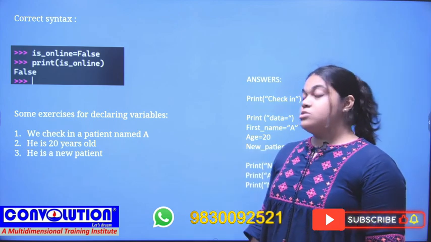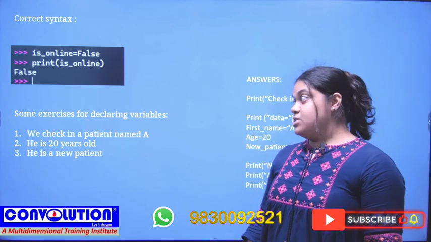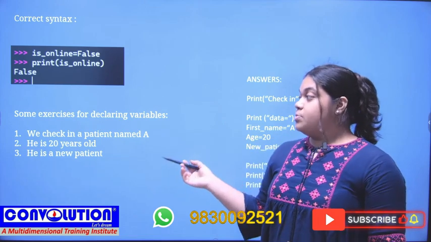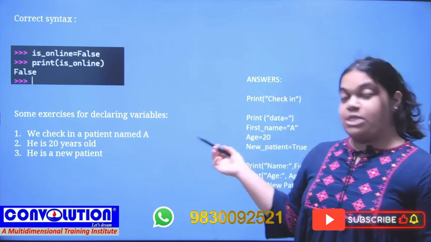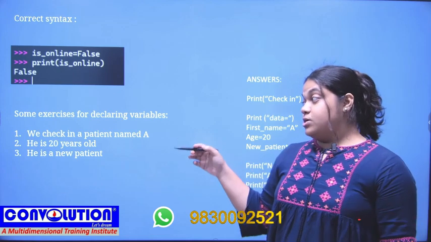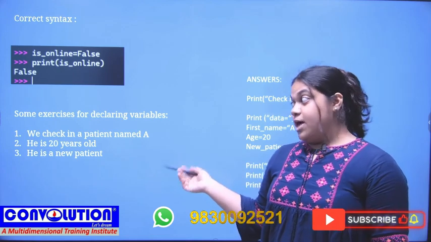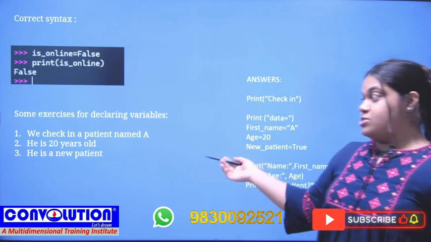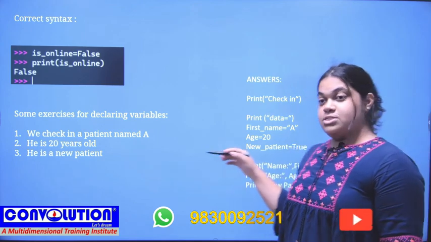So now coming to some of the exercises for declaring variables. This is the question. For example, check in a patient named A. Then he is 20 years old, and next he is a new patient. So now I would like you to solve this yourself first. So now this is the solution.